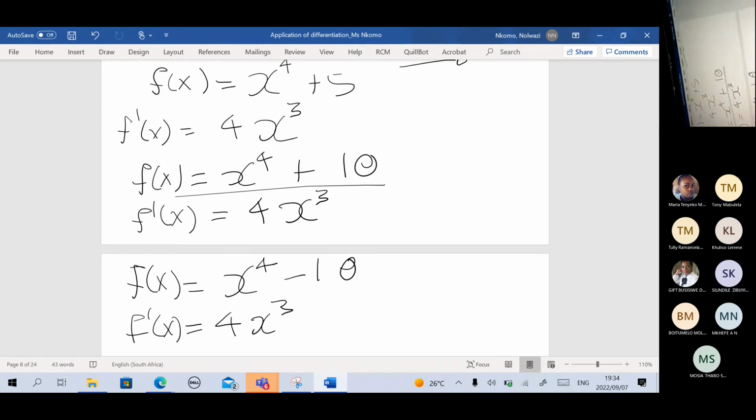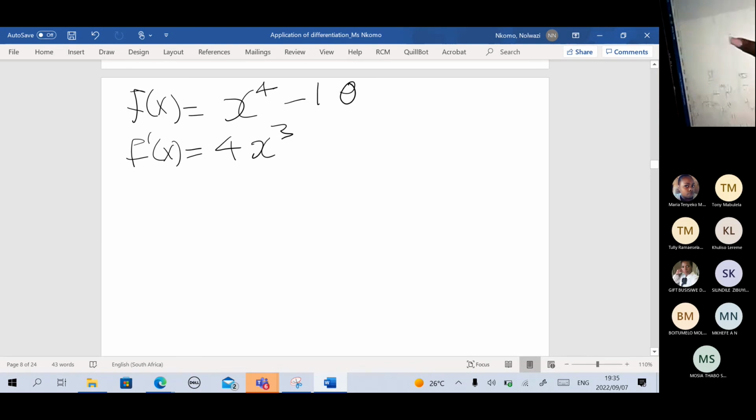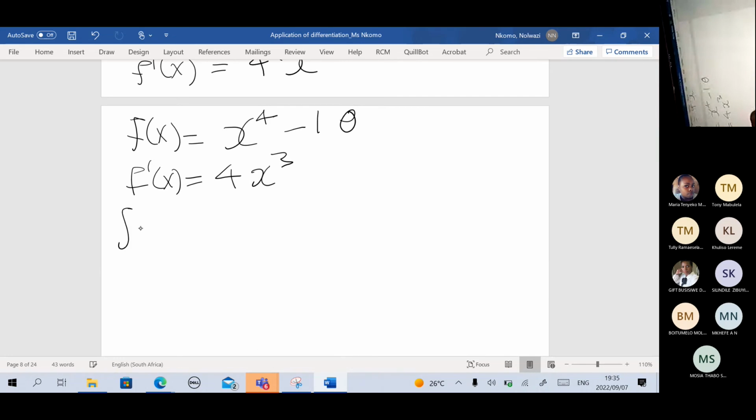Okay, so this means what we can do in the integration, we just need to add a constant. It doesn't matter what is the value of the constant. It might be 0, it might be something else, but we just have to add the constant in the integration. So in our example, we were integrating 4x cubed dx, and if we integrate this, we get x to the power 4. So what I'm saying is just add a constant so that it would be correct.